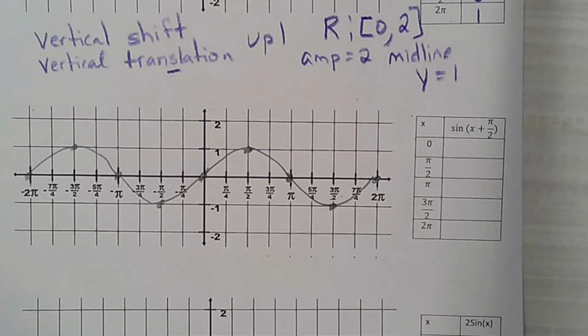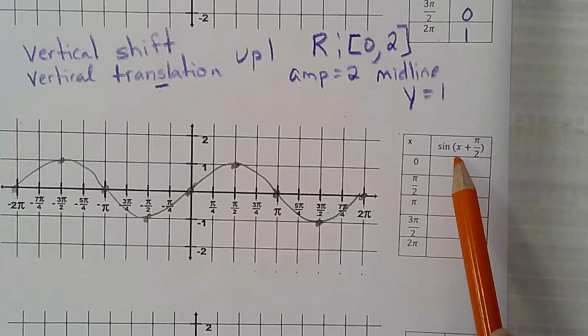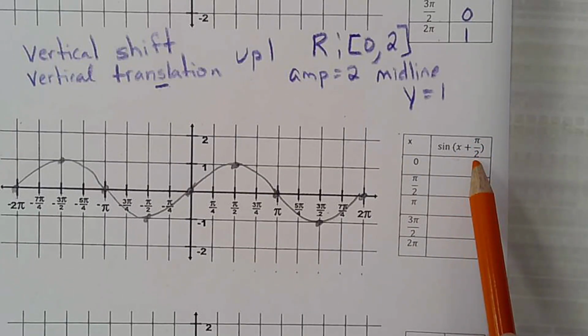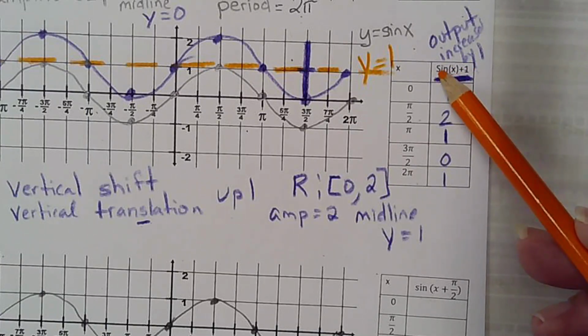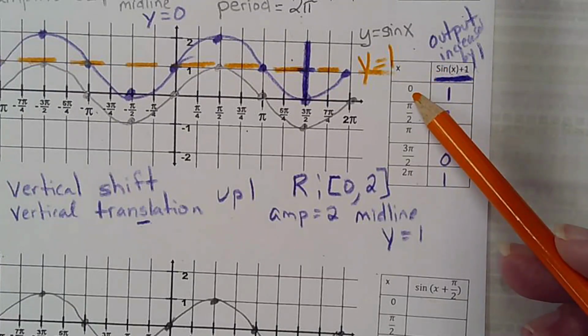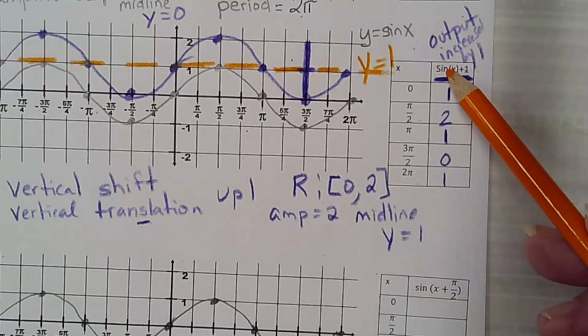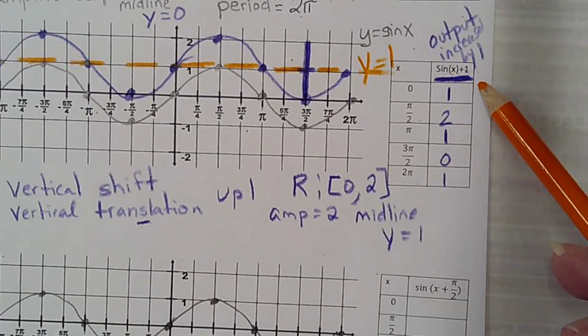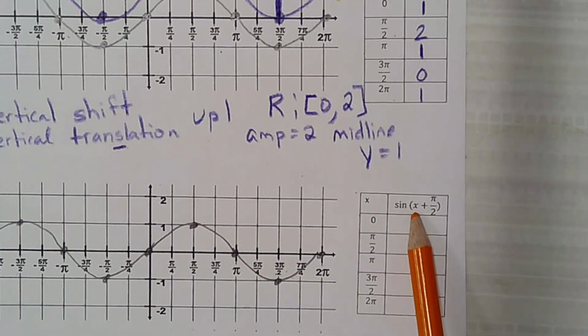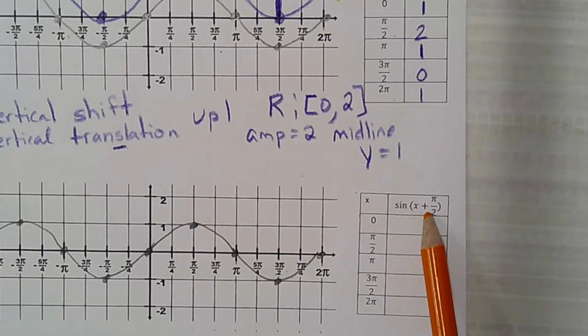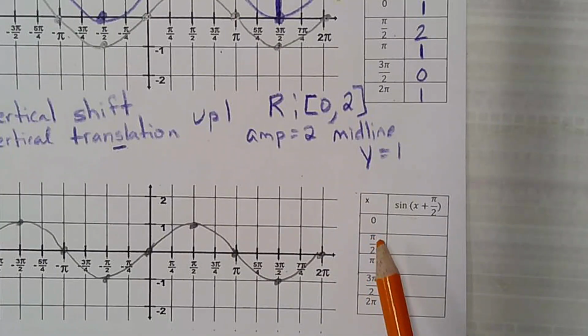All right, but now here in my table, I have a new function. I have sine, and then notice parentheses, x plus pi over 2. So notice up here in this function, the plus 1 came after the sine of x. So we plugged into x, we took the sine, and then we added the 1 at the end of it. This time, we're going to plug into x, we're going to add the pi over 2, and then we're going to take the sine. So you see how the order is different?